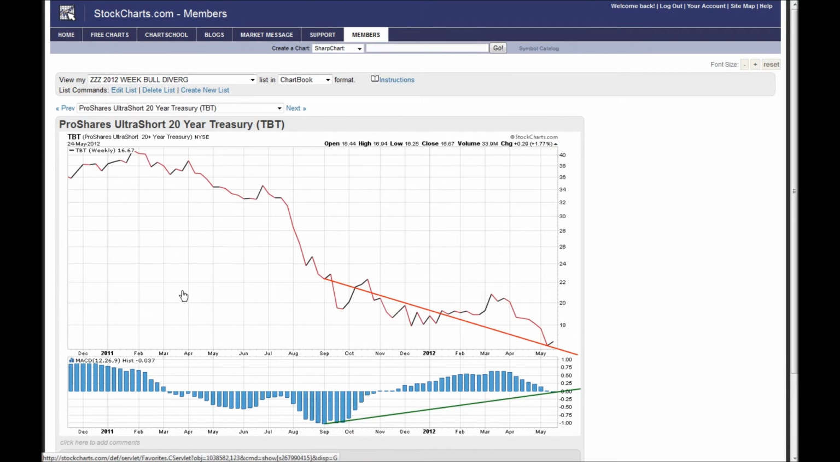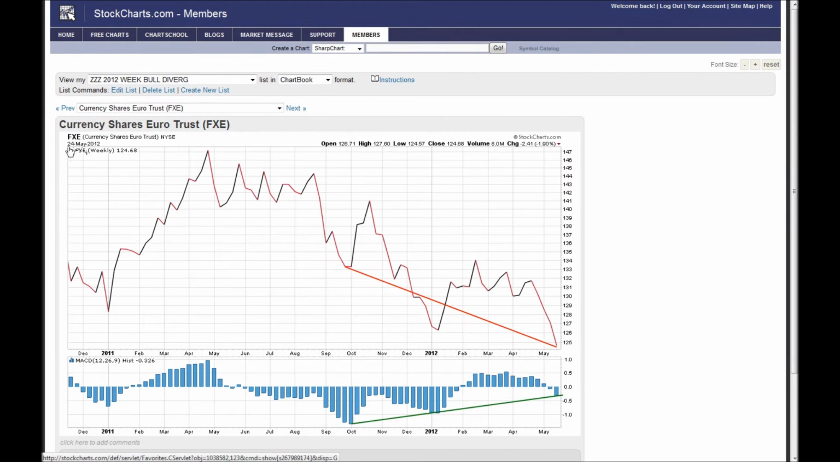This is shorting Treasuries, a double short of the 20-year U.S. Treasury bond. This is a fairly significant bullish divergence on a weekly chart. If this were to move higher, that tends to be bullish for risk assets and bearish for Treasuries and bearish for the dollar. This is the euro on a weekly chart.